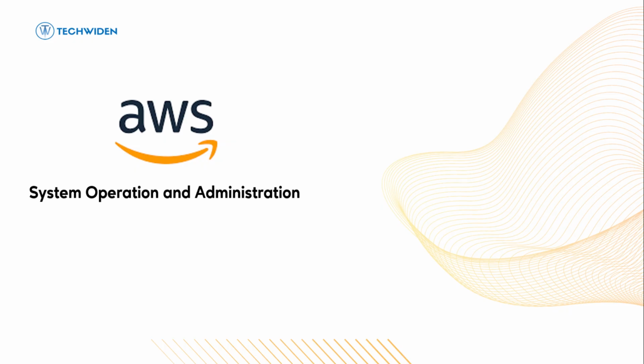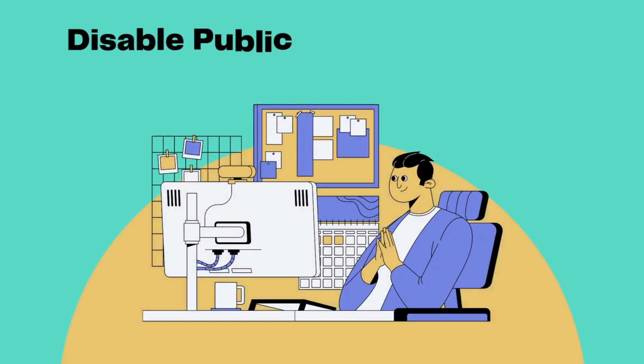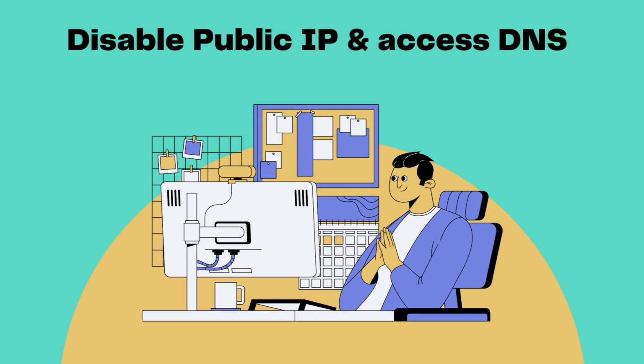Today we continue our last video on application load balancer on how to disable the public IP address to access our instance and only allow DNS to access the server. Because it is essential to implement proper security measures for the DNS itself.